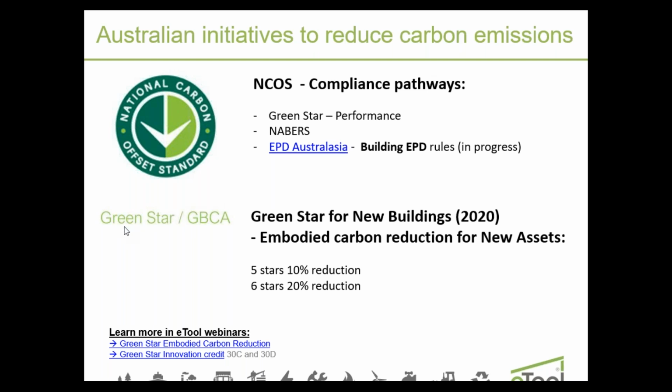And finally, Green Star also announced a new credit that will be published this year, and this will mandate that all buildings starting from 4 stars will have to look at their upfront carbon, or their embodied emissions, and reduce them by at least 10%.